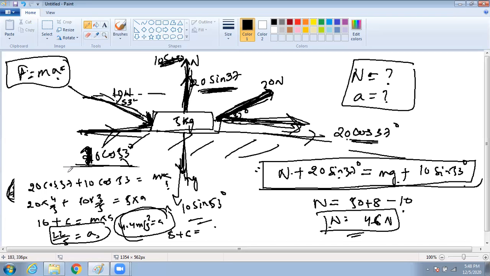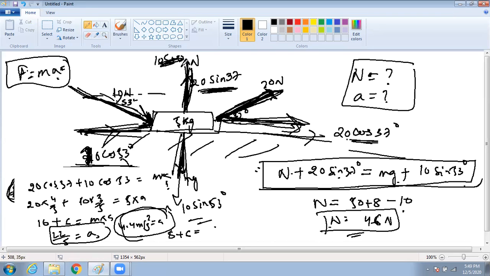So can you explain this again, sir? Okay. See, there are two forces. One is the pushing force and one is the pulling force. So this 20 Newton will have two components, this side and top side. And this 10 Newton will have two components, this side and this side, bottom side.